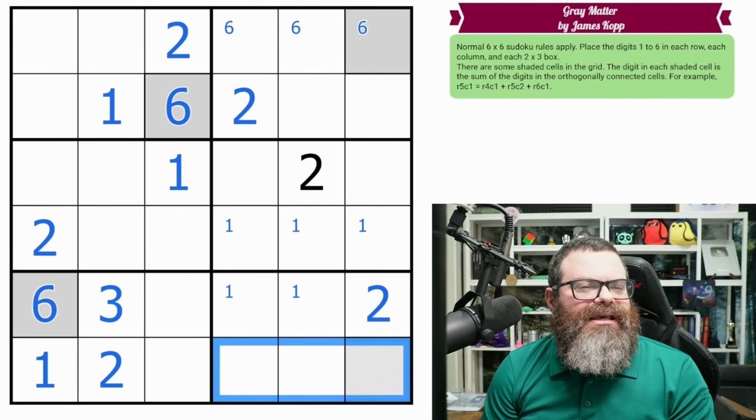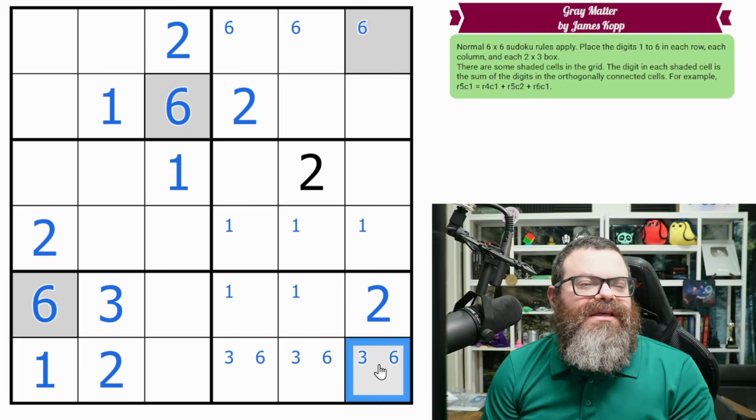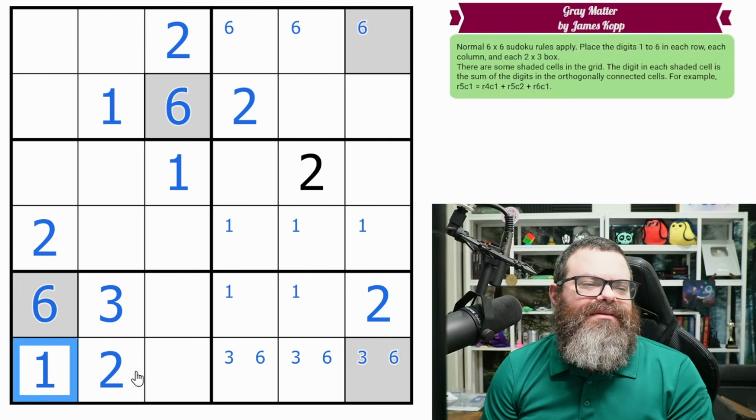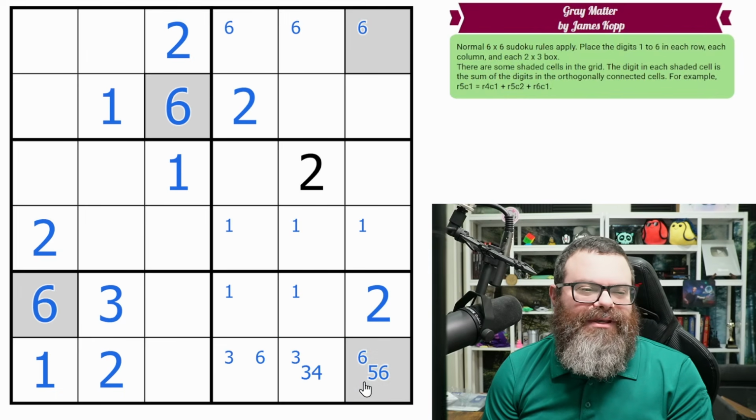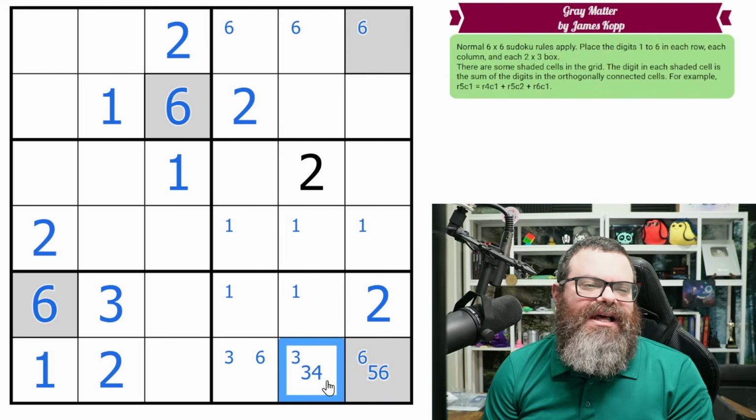All right, so we need a 3 and a 6 down here. This cannot be a 3, because this can't be a 1. This is actually minimum 3. So this is 5 or 6, and this is 3 or 4. It's definitely not a 6. This is definitely not a 3. So this determines the sum. 3 is 5, 4 is 6.